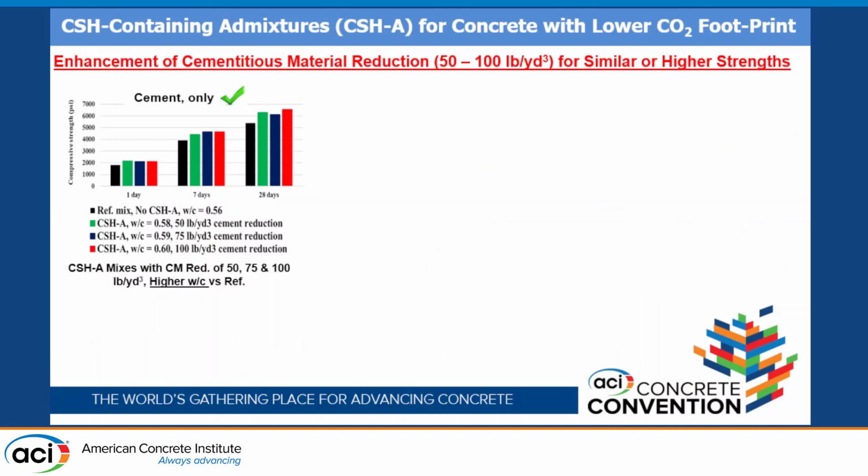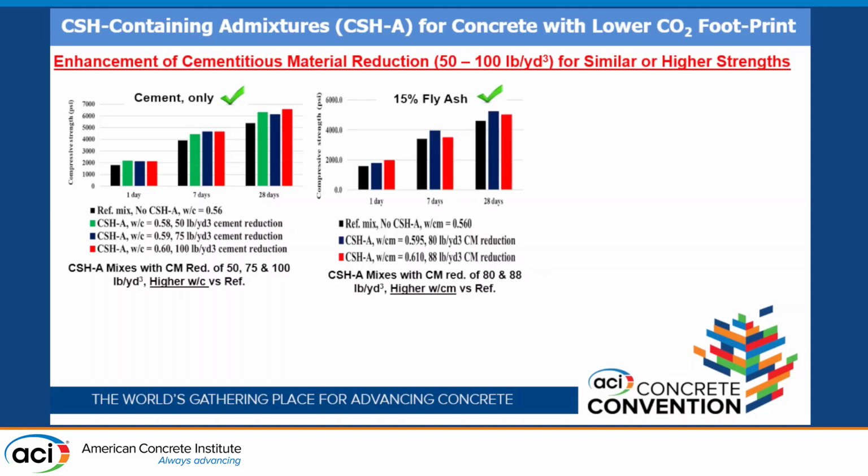Okay, so we know that it increased strength, right? How are we going to do that? So we are going to reduce the total cementitious materials. In this case, you can see that with the cement only, we are able to reduce 50 pounds, 75 pounds, 100 pounds of cement, and we still can achieve similar or slightly higher strength at 1 day, 7 days, 28 days. So 50 pounds, 75 pounds, 100 pounds per cubic yard. It means about 30 kilograms up to 60 kilograms per cubic meter.